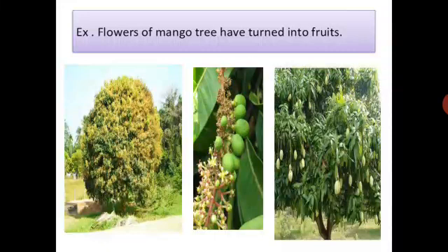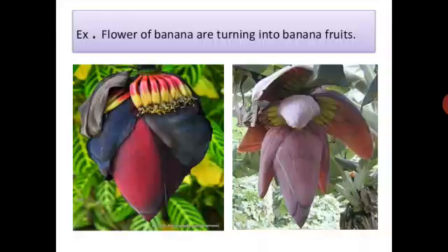The first picture is showing flowers of a mango tree. In the second picture we can see baby mangoes growing from that flower, and in the last picture we can see fully grown mangoes. We cannot see the flowers because they have turned into fruit. One more example, flowers of banana are turning into banana fruits. Observe that small bananas are growing, and on the tip of each banana we can see dry flowers, meaning that the flower has grown into fruit.